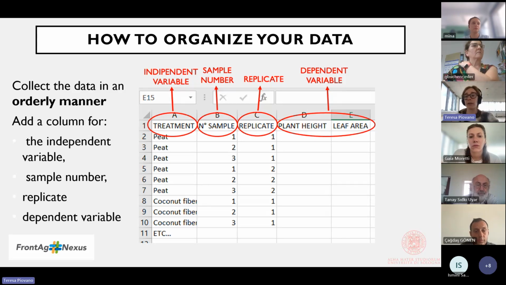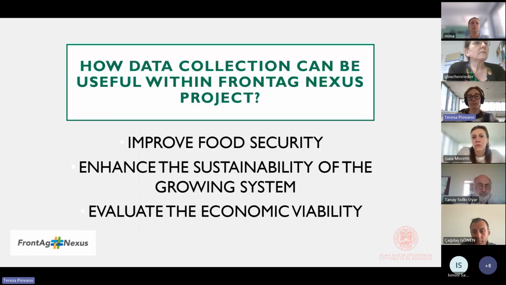Also, the organization of our data set is really important in order to analyze our data after the end of our experiment. Usually, we place the independent variable on the first column. That is the treatment that we are using. In this example, it's different substrates used, like peat, coconut, and going on. Then we have the sample number, the replicate, and the dependent variable that we are measuring: plant height, leaf area, fresh weight, dry weight, and whatever.